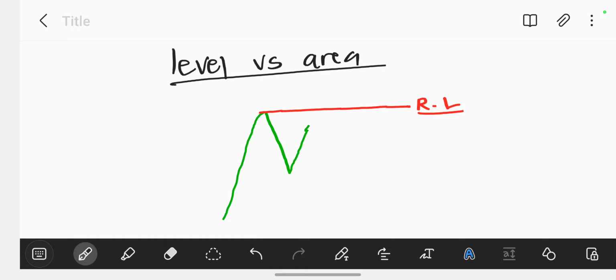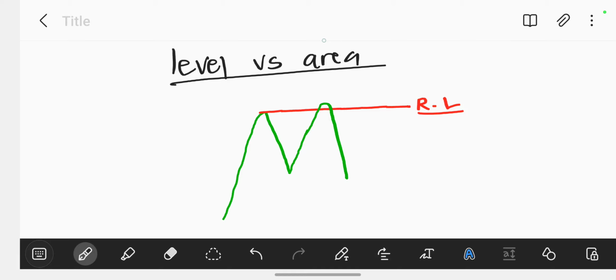But what if the price does this? What if the price does that and it doesn't touch your level? Right? So it means you have missed a trade. Or what if it does this? Sometimes the price can go up and do this. You see? If you're only looking at it as a level, when it overshoots the level like that, you're most likely gonna take a loss. It's most likely gonna kiss your stop loss.